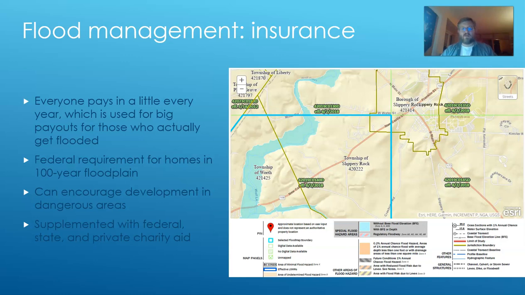This is actually a federal requirement for homes in the 100-year floodplain. So if you are in an area that the government has calculated would be affected by a 100-year flood, you are required to buy flood insurance as a condition of, say, getting a mortgage to buy a house. So I recently bought a house, and one of the things that we had to do was check whether or not we were in the 100-year floodplain to determine whether we needed flood insurance before we could get a mortgage to buy our house.